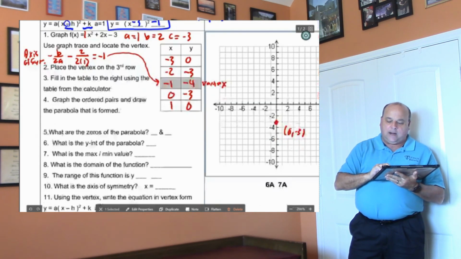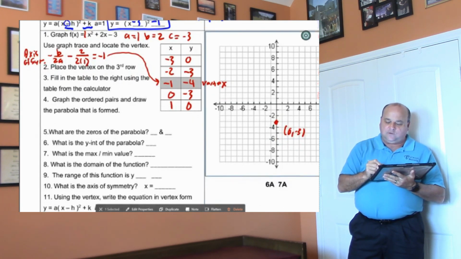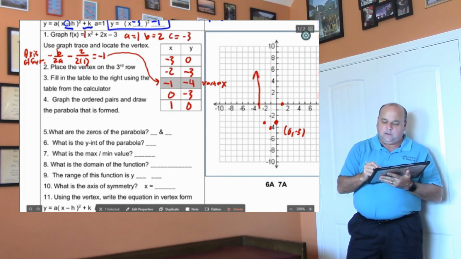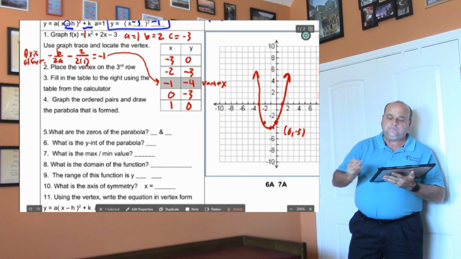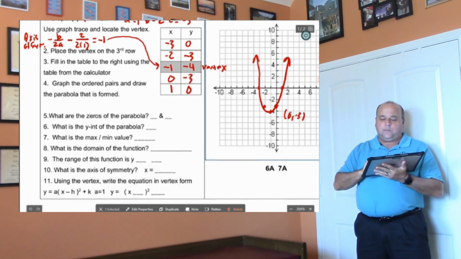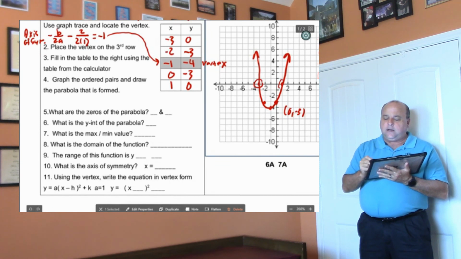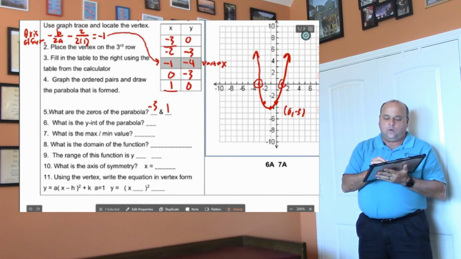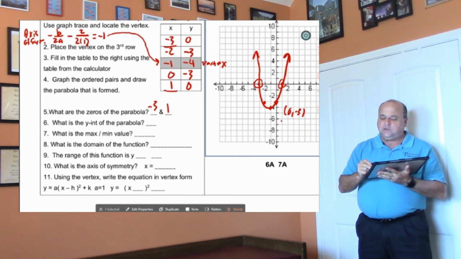Let's graph the parabola. So we're going to graph -2, -3, then -1, -4, and then these cross here and here. So my parabola will look like this. Now then, the zeros of the parabola are right here and right here, correct? They're this number and this number: -3 and 1. The y-intercept is right here.